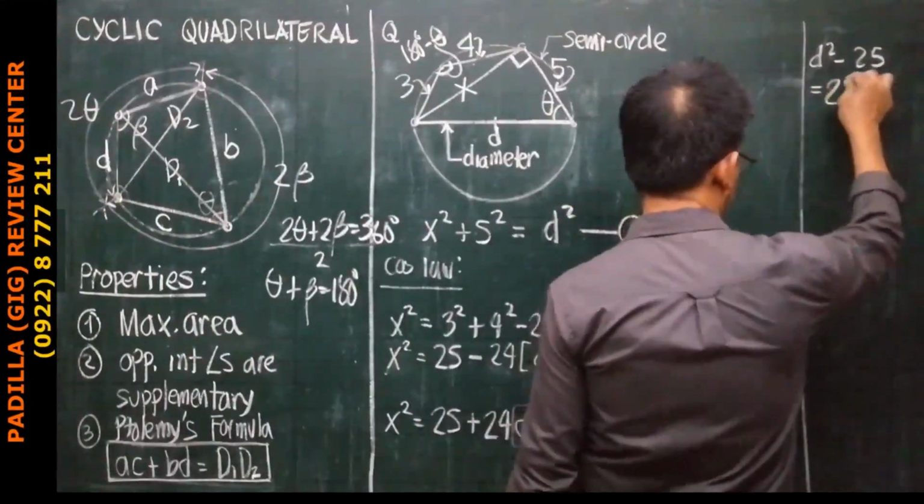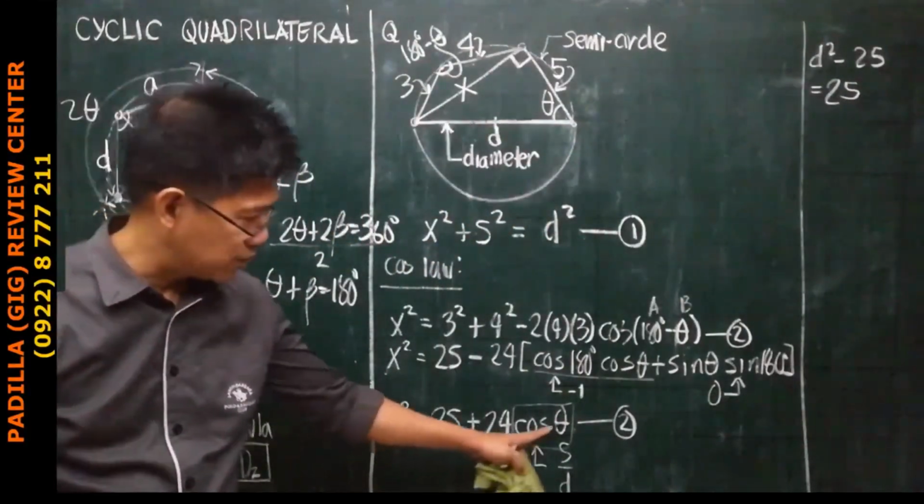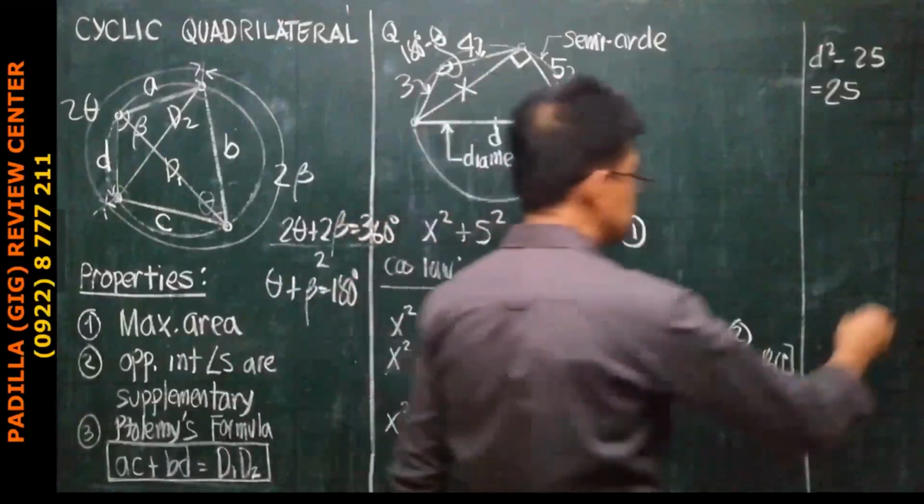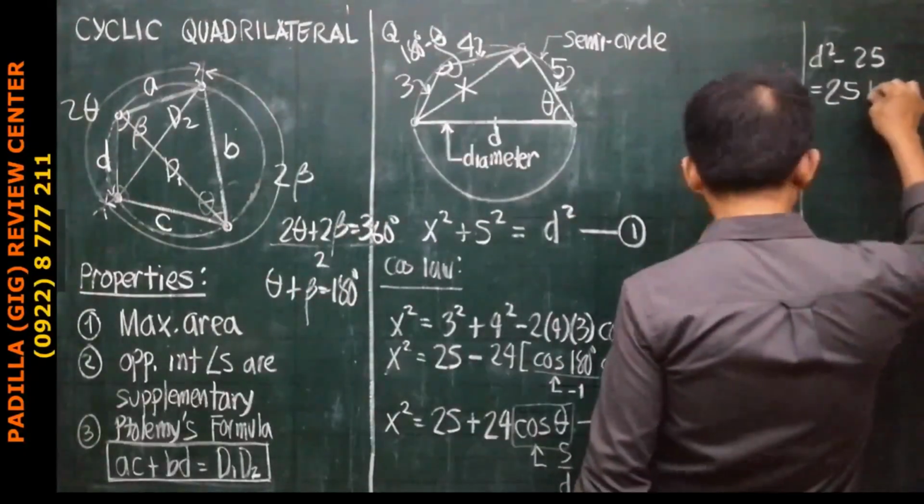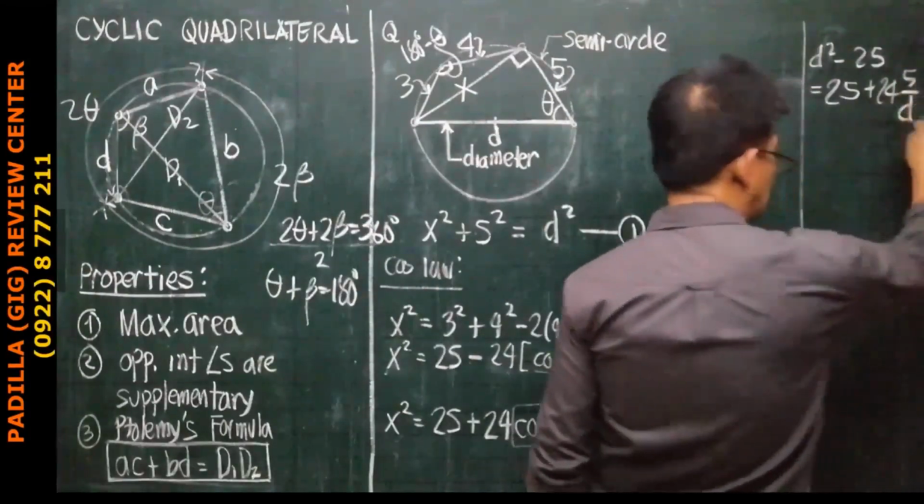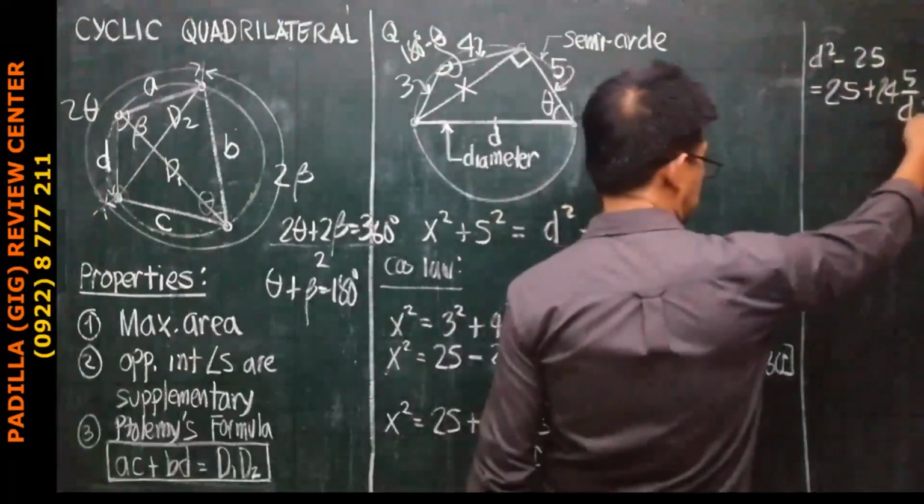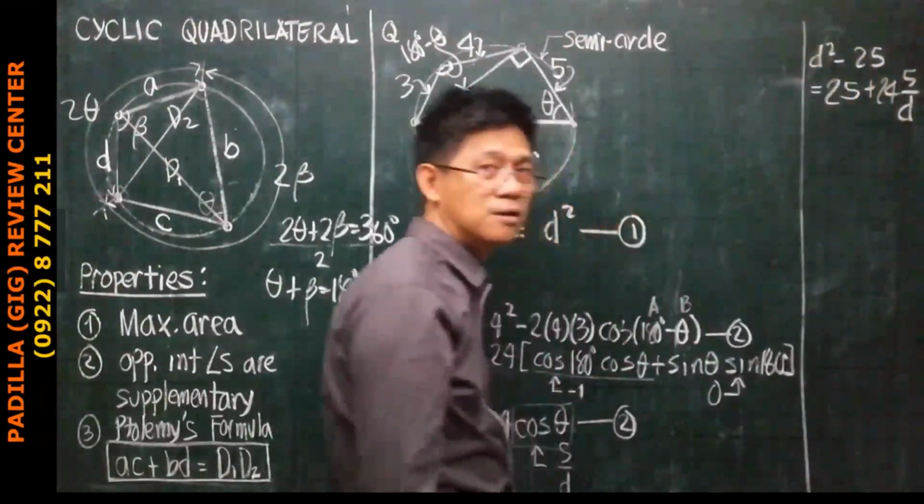25 plus 24 cosine theta, which is 5 over D. So this is plus 24 times 5 over D. Okay? So this is one equation in terms of D.